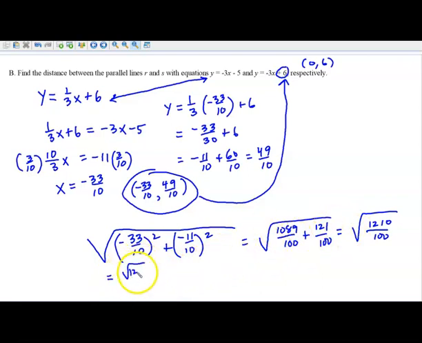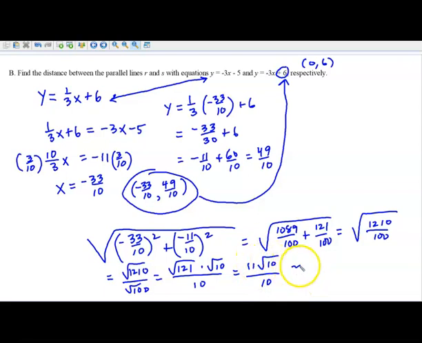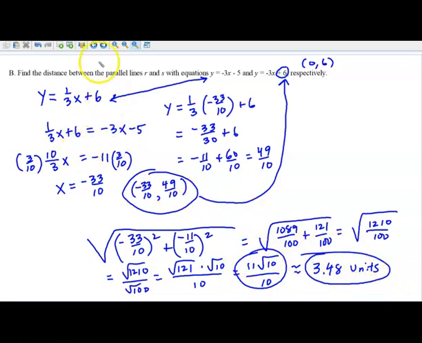It's the same thing as this, just as a reminder. So the square root of 1,210, you can think of as the square root of 121 times the square root of 10, and that's going to be over 10. So the square root of 121 is 11, times the square root of 10 over 10. So that would be the simplified radical form. And then the decimal form is 3.48 units. So there's your two answers, really, simplified radical and decimal.